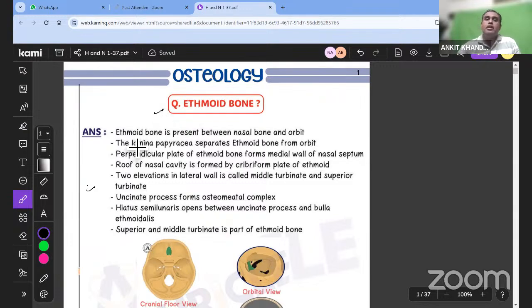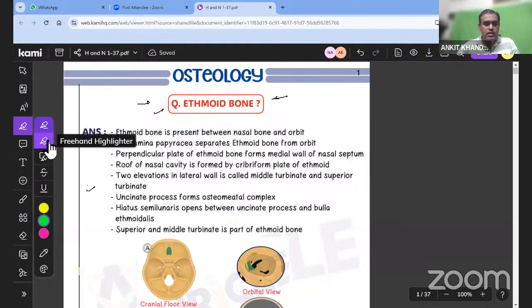The ethmoid bone is actually famous for all the ethmoidal paranasal air sinuses. Ethmoid, we all know, there are various paranasal air sinuses. We have the anterior, middle, and the posterior ethmoid air sinuses. Air sinuses are paranasal, so they are situated around the nose. Let us see the details of it.